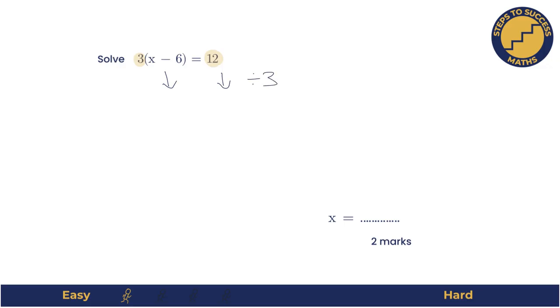So that gives us x minus 6 is equal to 4. I don't need to put the brackets round x minus 6 anymore because there's nothing multiplying it outside the bracket. Now my next step is to get rid of this take away 6. So I need to add 6 to both sides of my equation. x is equal to 10.